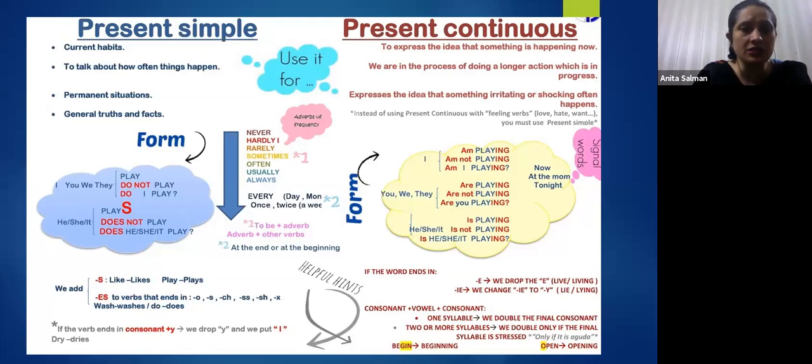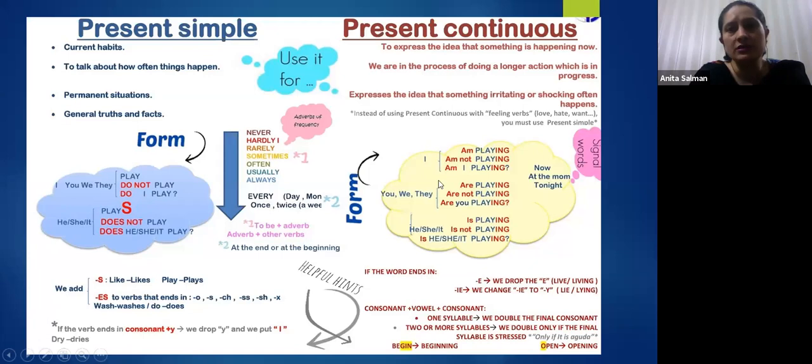Whereas if your subject is he, she, and it, then you have to add s or es with your verb, the first form of verb, like he plays, she plays, or it plays. For negative, with I, you, we, and they, we carry do not with them. And for he, she, and it, we write does not. For interrogative, if your subject is I, you, we, and they, do will come at the beginning, whereas for he, she, and it, does will come at the beginning, right?